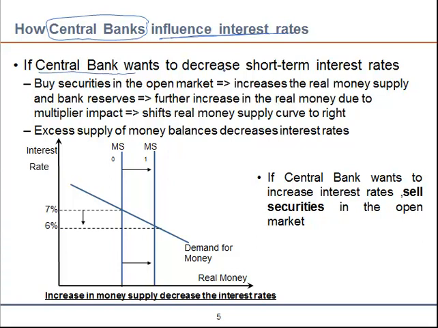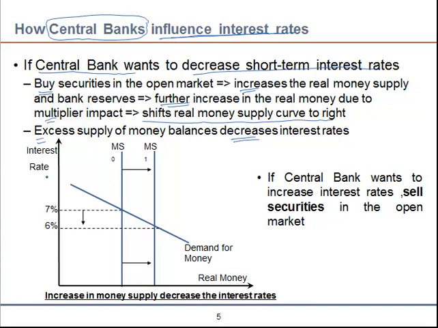Now understand how the central bank uses their third tool, that is open market transactions, to influence the interest rates. If the central bank wants to decrease the short term interest rate, in that case they will buy securities in the open market, which will increase the real money supply and bank reserves, and hence it will further increase the real money due to the multiplier effect, which shifts the real money supply curve towards the right. And as there is excess money supply, it will result in a decrease in interest rates.